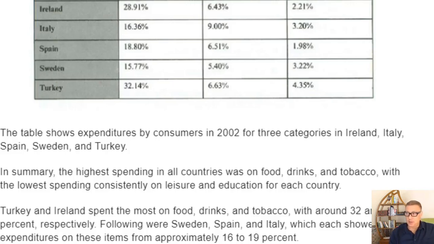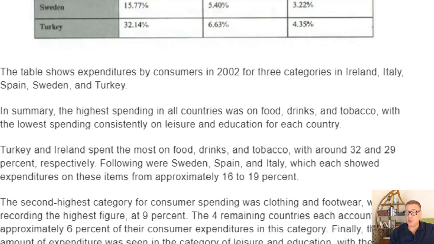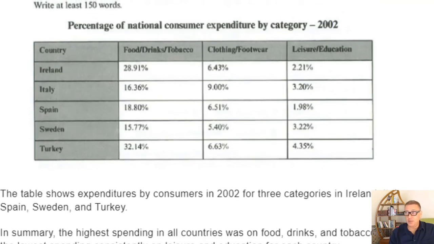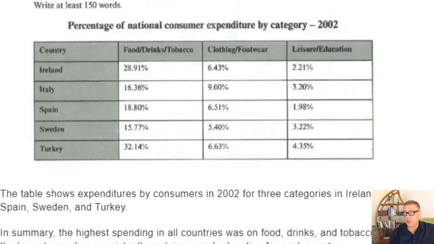So in terms of overview, let's see if the way I grouped that together comes out in my overview. So in summary, the highest spending in all countries was on food, drinks, and tobacco. So that was the first thing I noticed, with the lowest spending consistently on leisure and education for each country. So what I've said is food, drinks, and tobacco, those are the highest. Leisure and education is consistently low here. So this is a good example of a type of question where you talk about the highs and the lows, and it's not that you don't mention clothing and footwear.